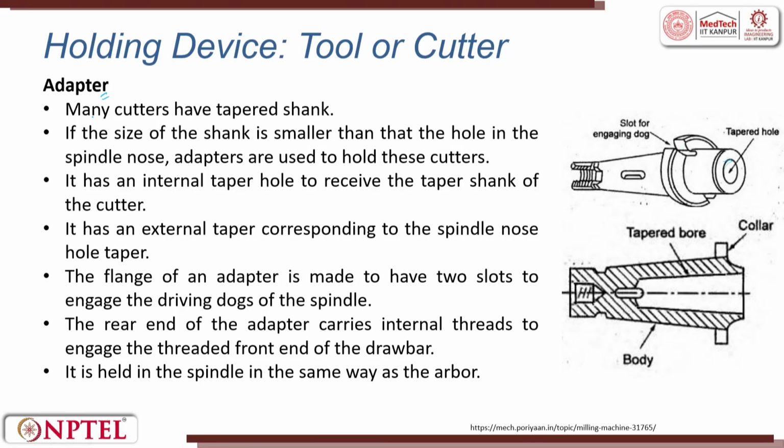So, this is used. Many cutters have a taper shank. It has an internal taper hole to receive the taper shank of the cutter. Then it has an external taper. Internal taper is also there, external taper is also there to hold it into the machine tool. So, basically the cutter comes here.